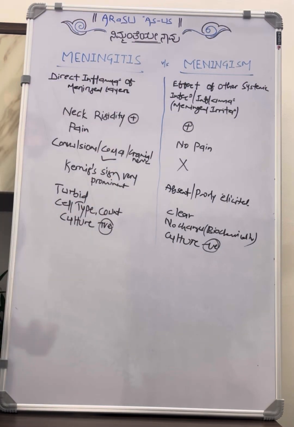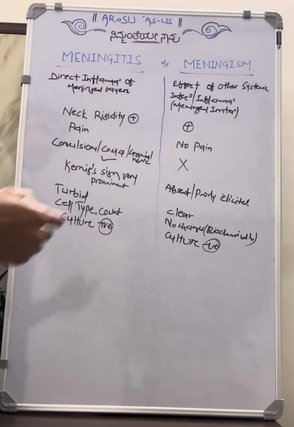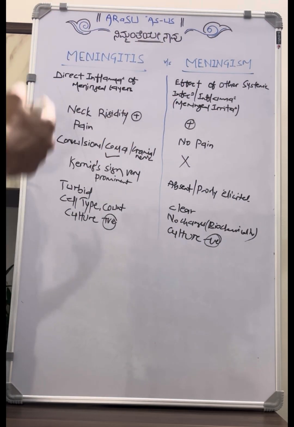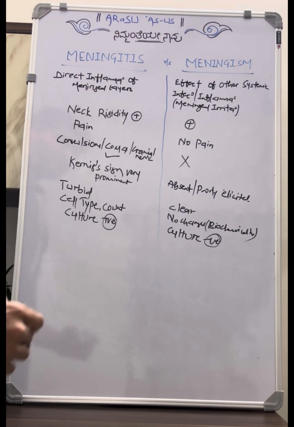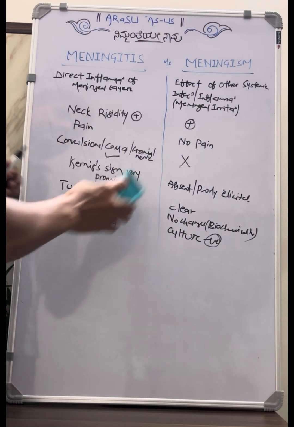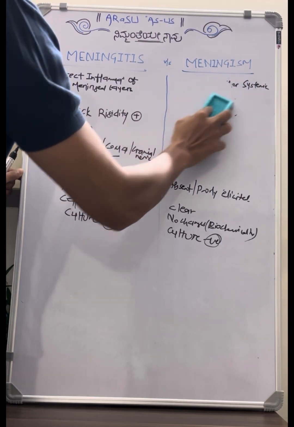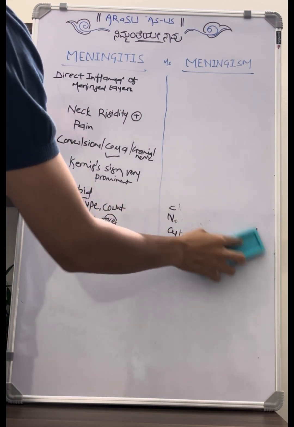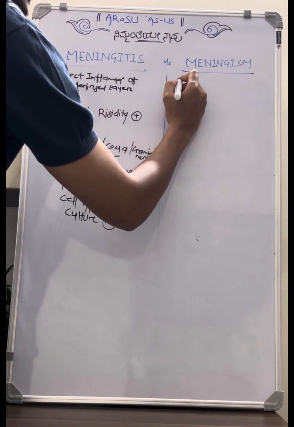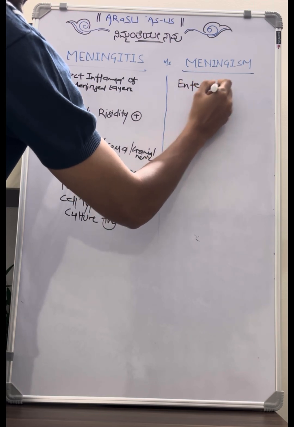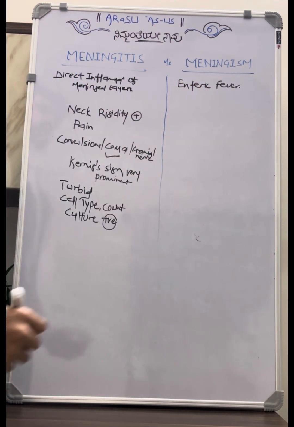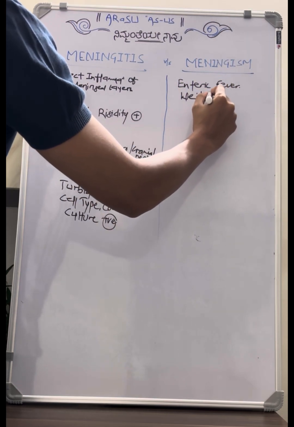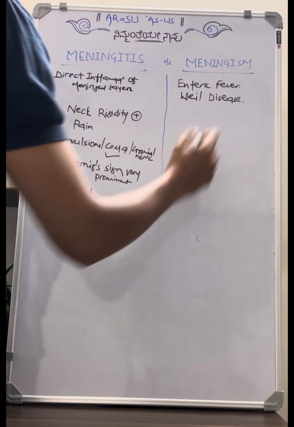And where do you get meningism? Actually, why will meningism occur? As we said in the beginning, it is the effect of other systemic infections or inflammation. So what infections or inflammations will lead to meningism? To list a few examples, we know about enteric fever, typhoid fever, and leptospiral Weil's disease. Weil's disease can also cause this.